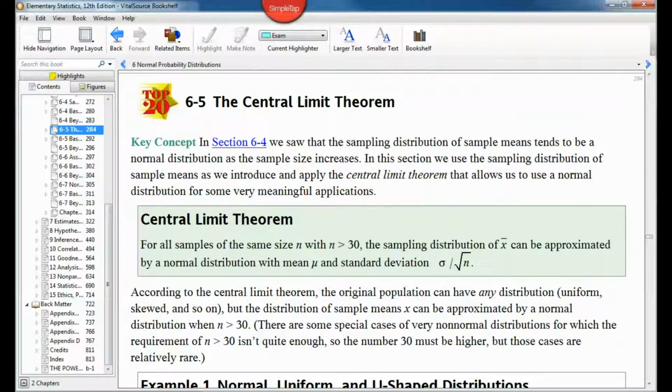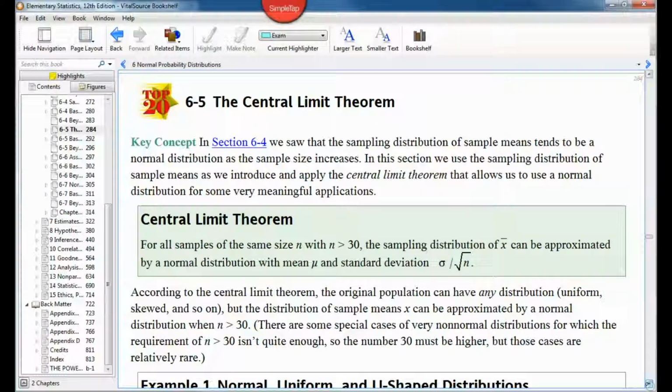6.5, the central limit theorem. What the central limit theorem says is that for all samples of the same size n, with n greater than 30, and this is very important, n must be greater than 30, the sampling distribution of x bar, or the mean, can be approximated by a normal distribution with mean mu and standard deviation sigma, that's the population standard deviation, divided by the square root of n.